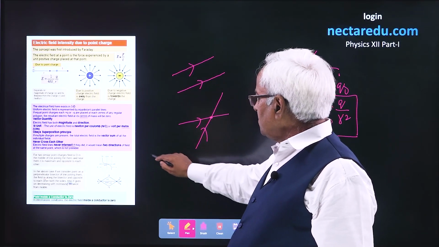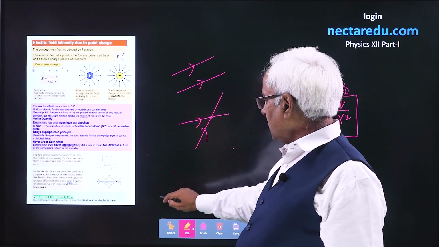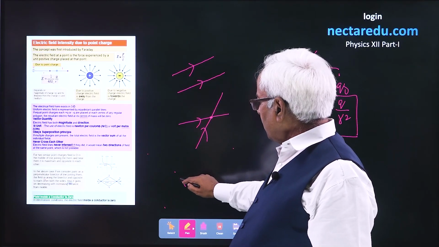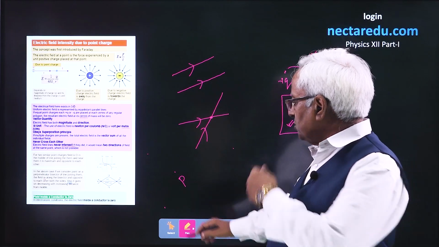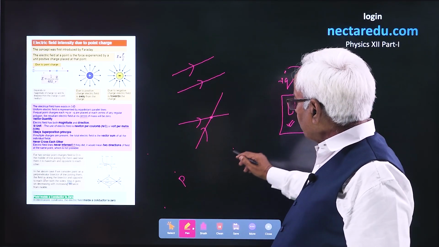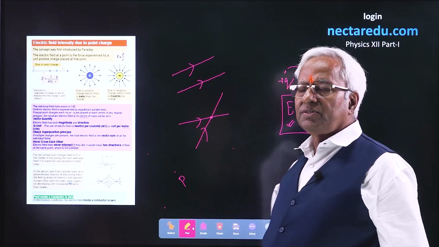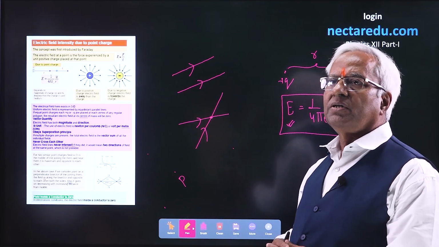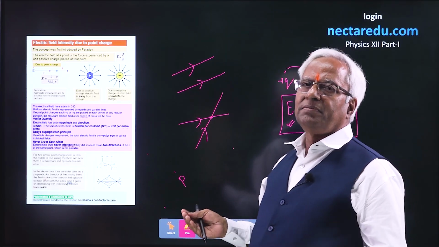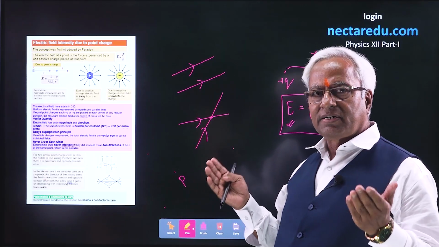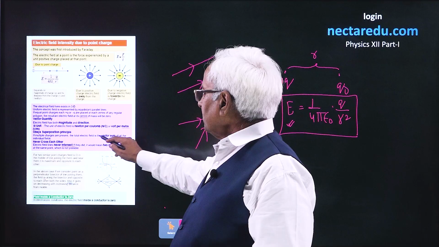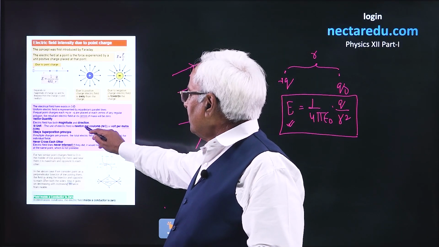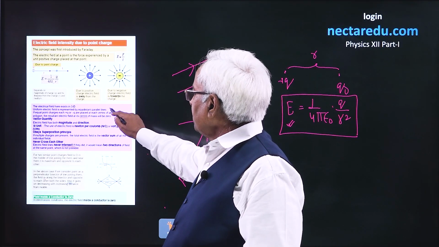If there are many charges, and you want to find the resultant field at a particular point, then what you have to do is simply find the electric field by all the charges and apply the principle of superposition. Or you might say simply in mathematics, you have to find the vector resultant of all the electric fields. Then we have covered all the points.